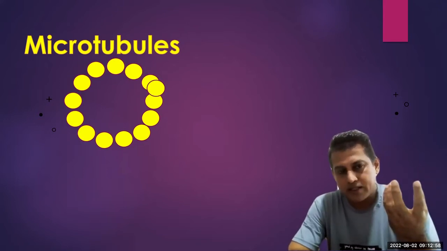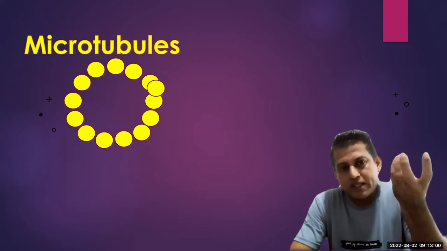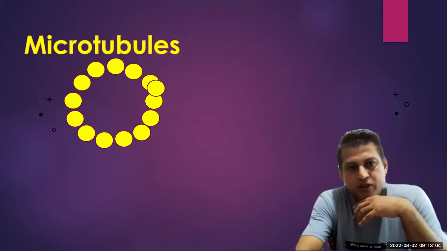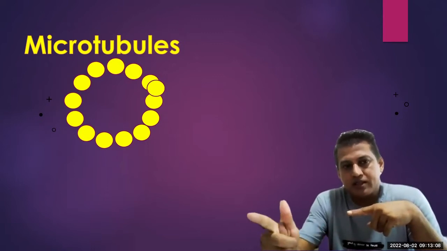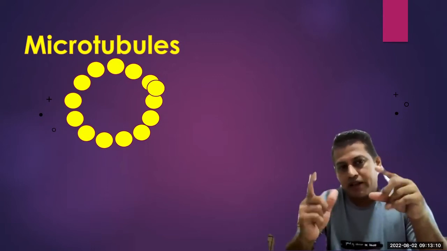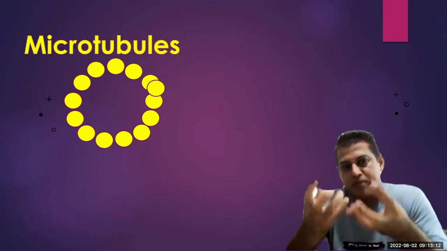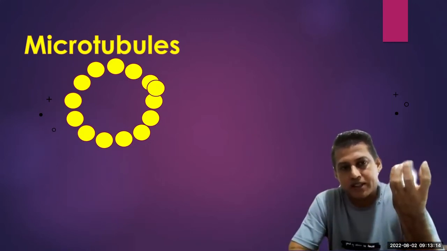They are proteins. They are made out of proteins. This protein is named tubulin. That's why it gives the name microtubules. The tubulin is the protein which makes this round-shaped structure.